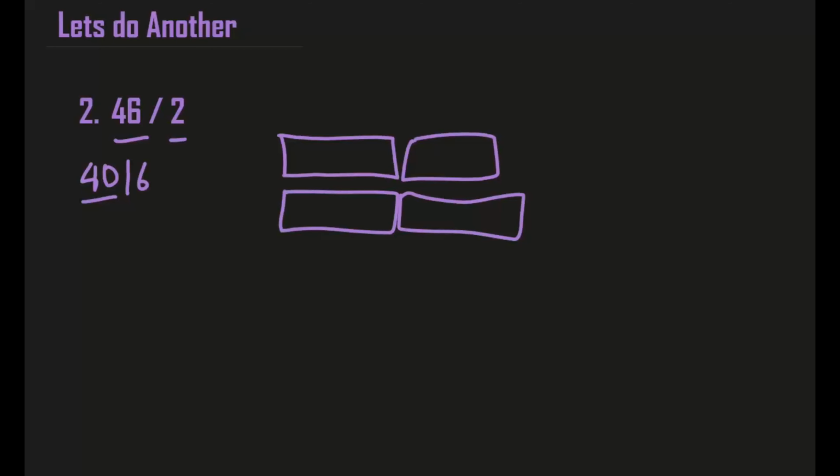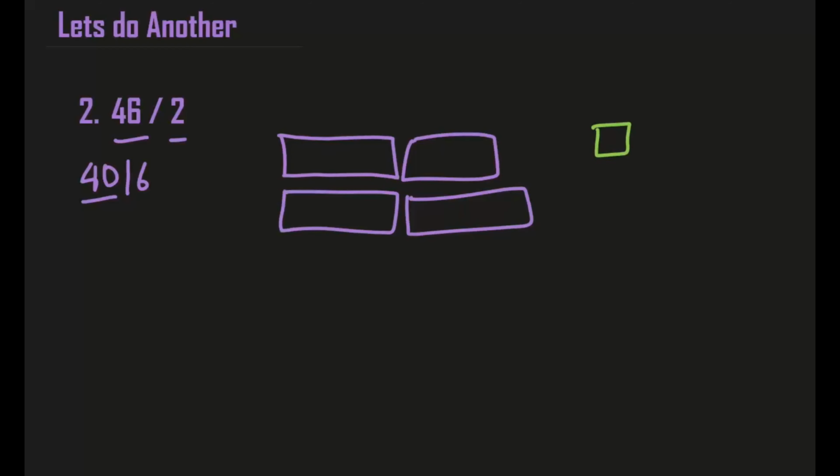And then we have 6. So we're gonna draw 6 ones blocks. I'm gonna actually do it in a different color. So let me erase that. Sorry about that. This should stay, and then I'm gonna do that one in green.